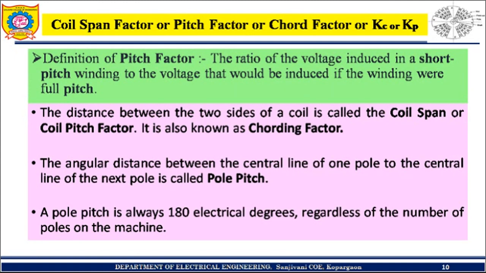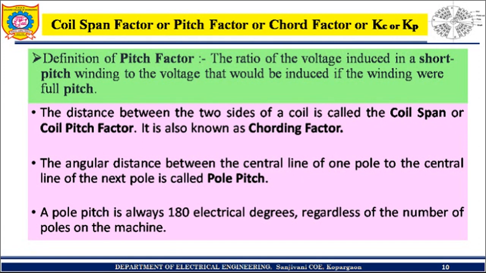Now again see the name: coil span factor, or pitch factor, or chord factor, or Kc, capital K suffix C, or capital K suffix P. So we are going to define it. Pitch factor is defined as the ratio of the voltage induced in a short pitch winding to the voltage that would be induced if the windings were full pitch.